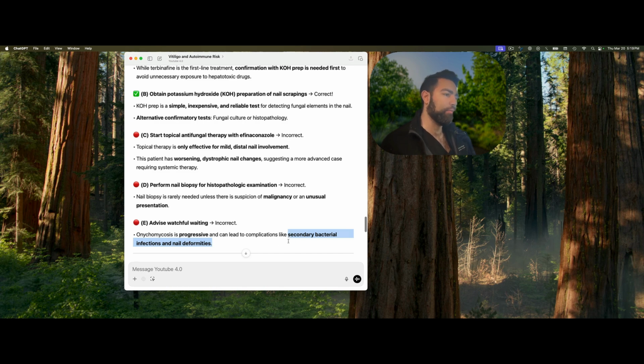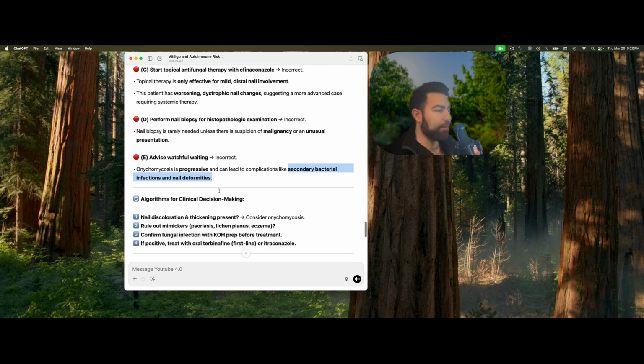Remember that one of the most common causes of foot infection in diabetic patients is an underlying fungal infection that causes the skin basically to be more prone to infections. Remember that. That's a very, very important point to remember. And the risk factors in diabetic foot would be there. Another question that you can tie into this one. But remember that onychomycosis is progressive and it can lead to secondary bacterial infections and nail deformities.